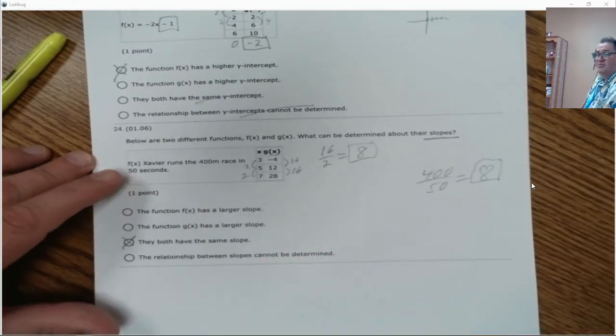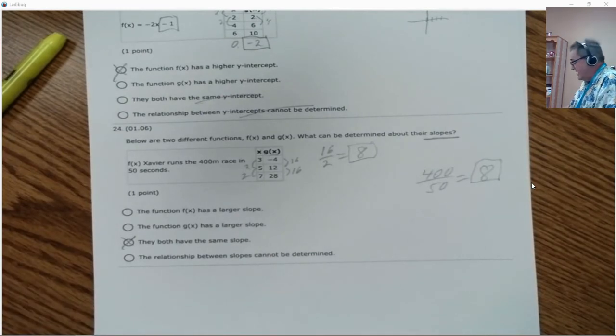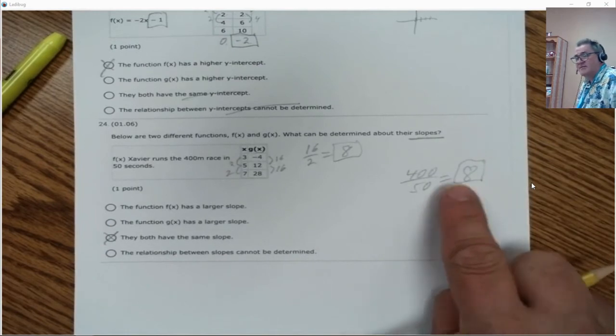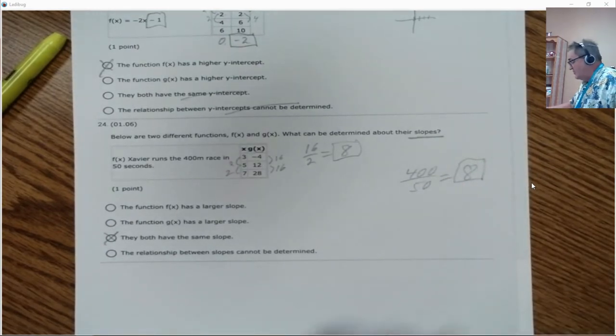They both have the same slope. For every 1 second, he runs 8 meters. In 50 seconds, he runs 400. Same slope.